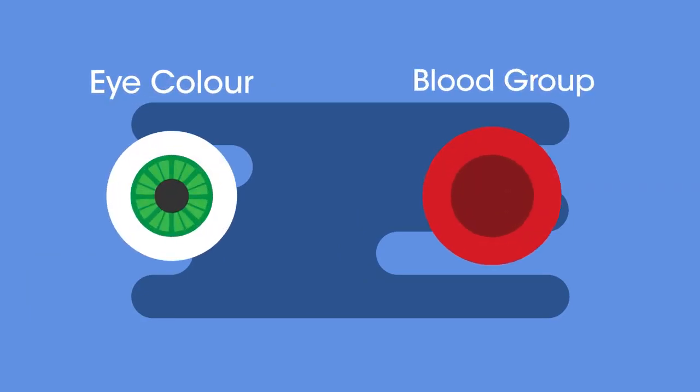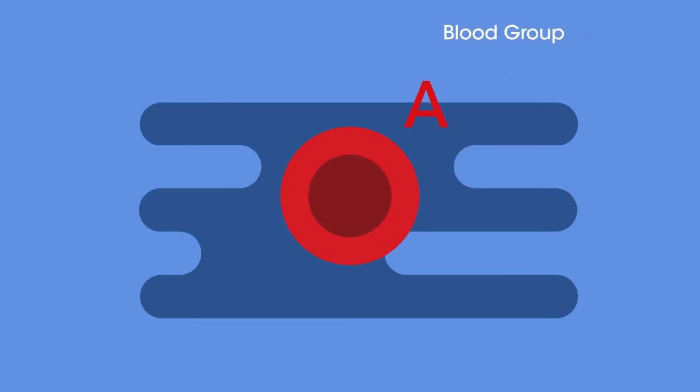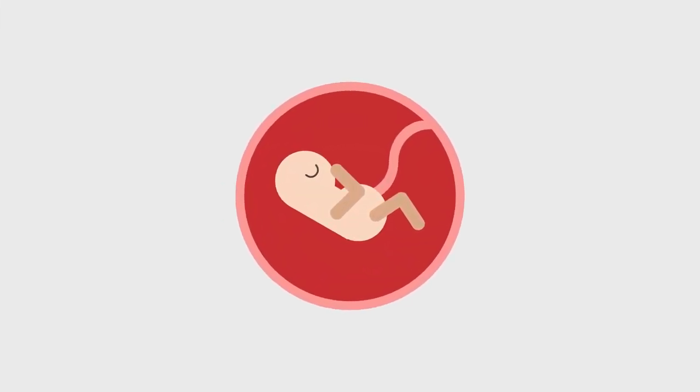Some examples of variation in humans that are controlled by genes include eye colour and blood group. If you have blood group A, it's because you have the alleles for this characteristic. This is genetic variation, and it is something that you are born with, and nothing can change it.